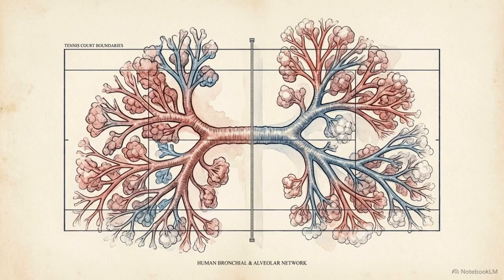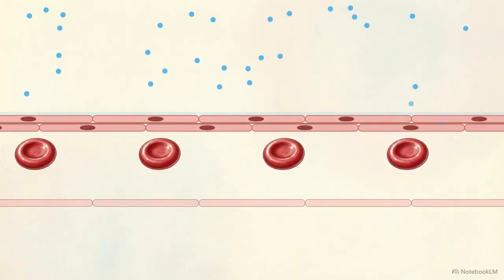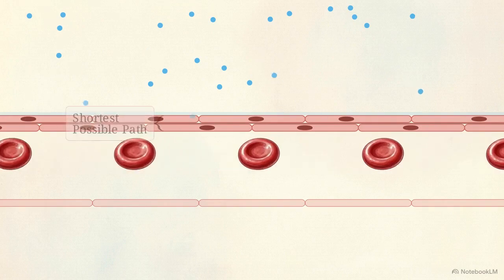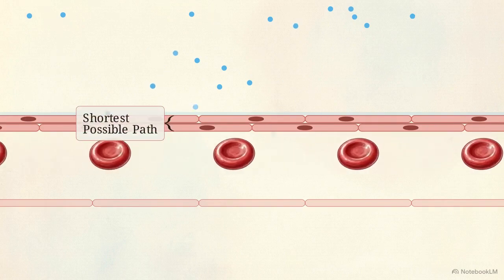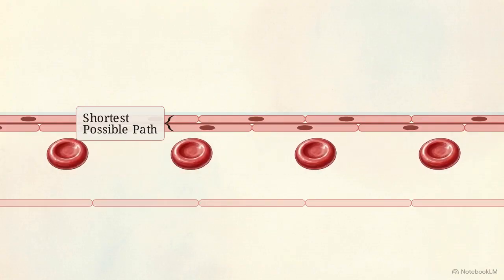Collectively, they provide a massive internal surface area, roughly the size of a tennis court, all packed within the human chest. To solve the distance variable, both the walls of the alveoli and the surrounding capillaries are made of squamous epithelial tissue, just one cell thick. This creates the shortest possible path for oxygen to reach the red blood cells.